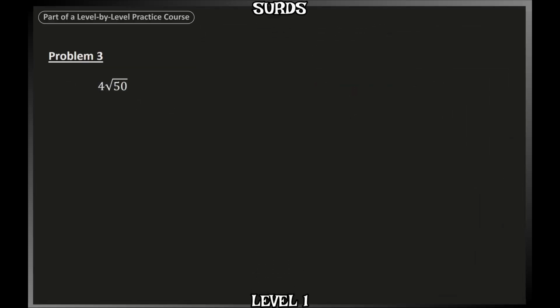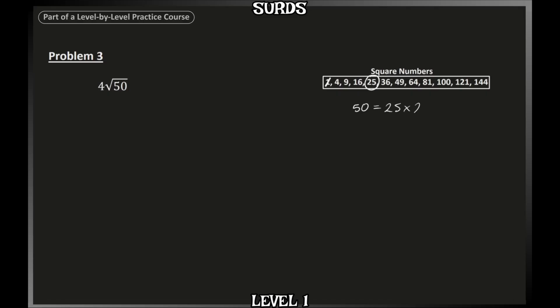In problem 3, we're simplifying 4 times the square root of 50. Now ignoring the 4, we can simplify the root 50 by finding two numbers that multiply to make 50, where one of them is a square number. And looking again at our list of square numbers greater than 1, we can see that 50 can be divided by 25, and that's the largest number on the list that will divide into 50. So we can write 50 as 25 multiplied by 2.